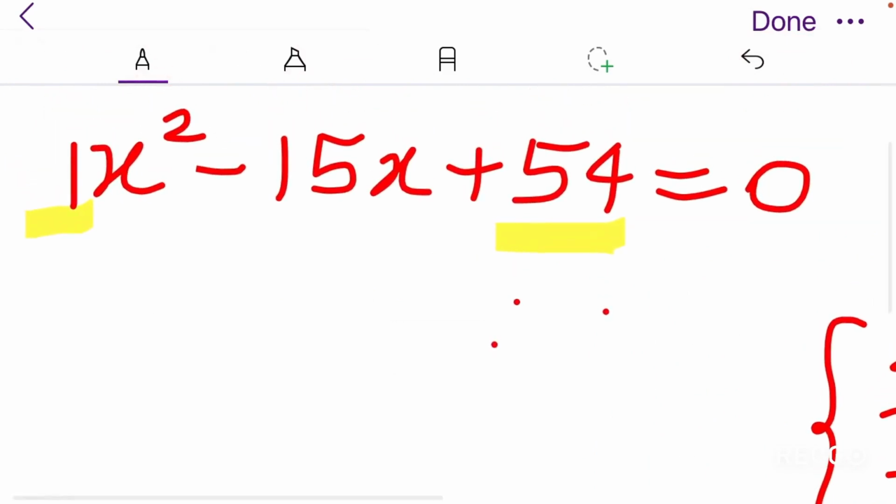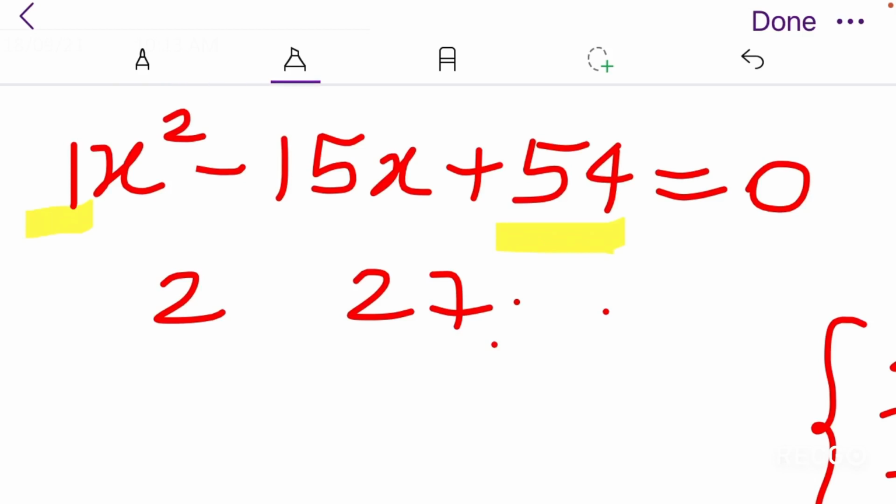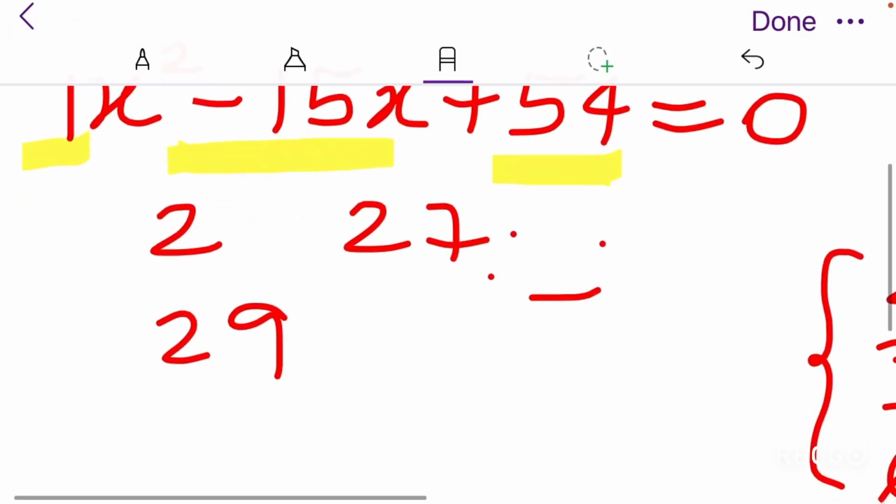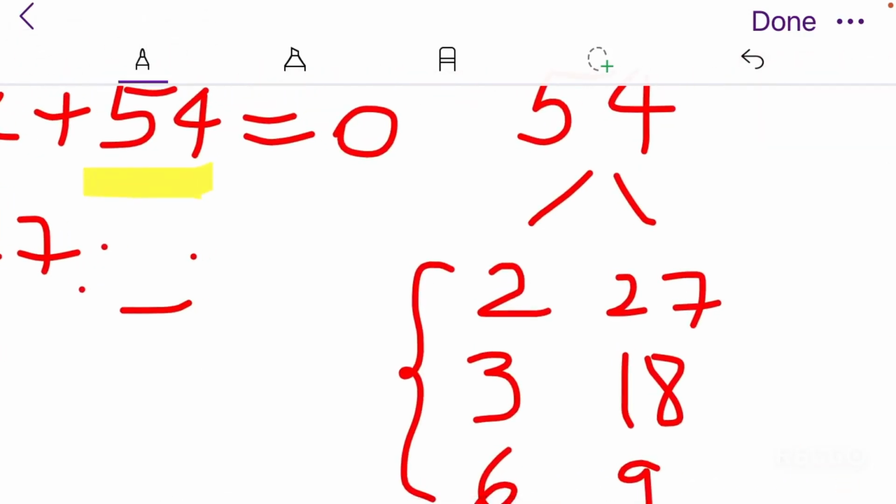See, first we have 2 and 27, that is 2 times 27. What you have to do is either add these two numbers or subtract these two numbers in such a way that you will get minus 15. If you add 2 and 27, what you get? 29. If you subtract 2 and 27, you get 25. So there is no way that you can reach minus 15. So we will cancel 2 times 27. It means that 2 and 27 cannot be the factors of the given equation.